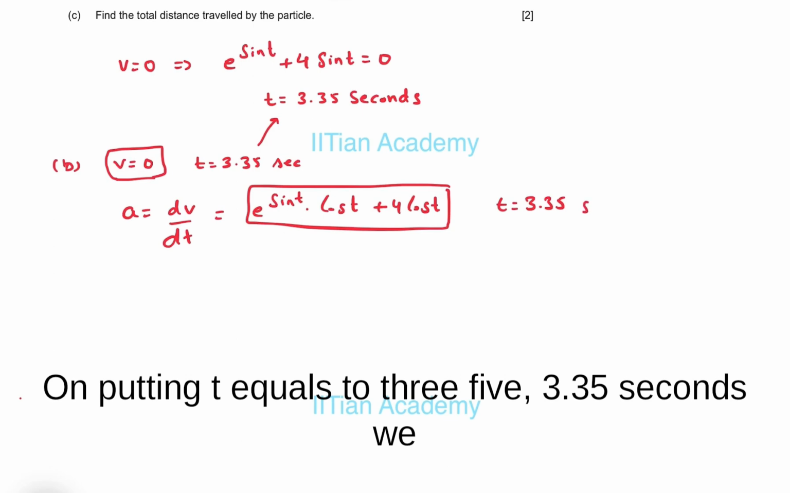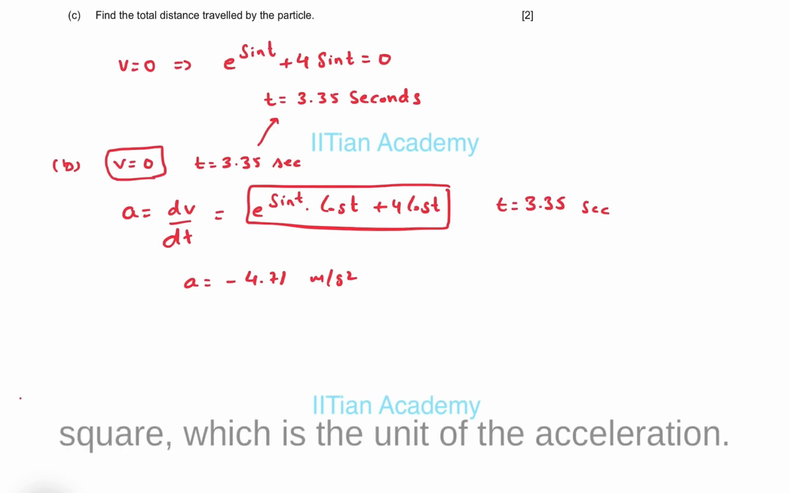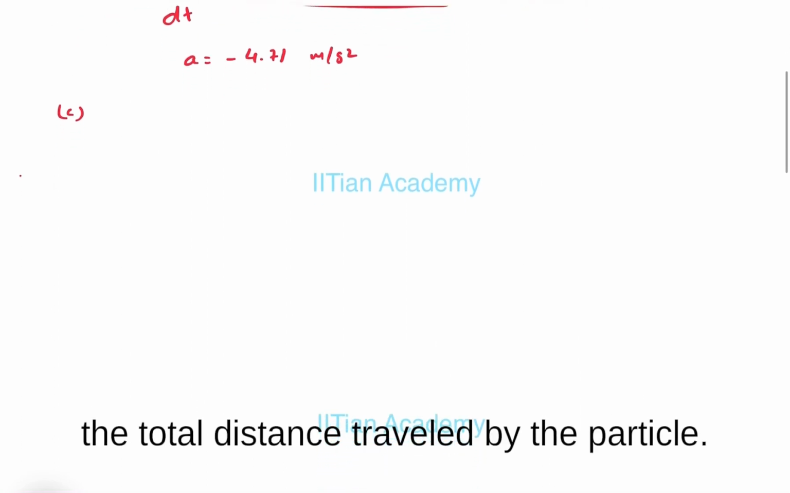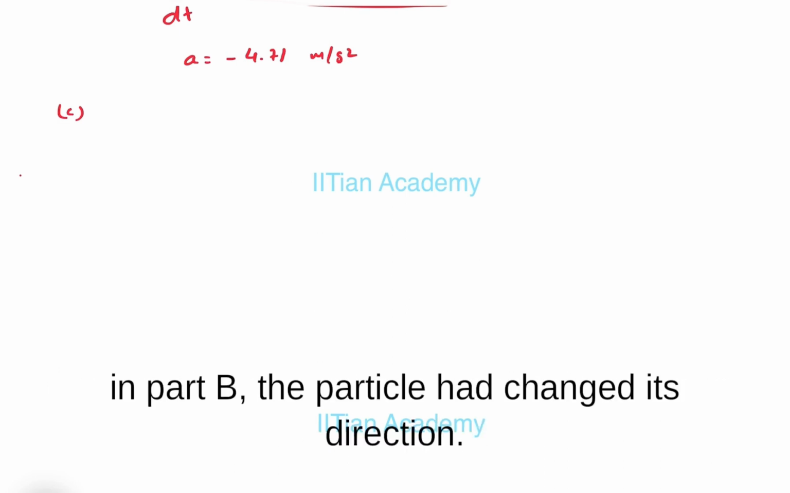On putting t equals 3.35 seconds, we get the value of acceleration as minus 4.71 meter per second square, which is the unit of the acceleration. In the part C, we have to find the total distance traveled by the particle. Now you have to understand that in between, as identified in part B, the particle had changed its direction.